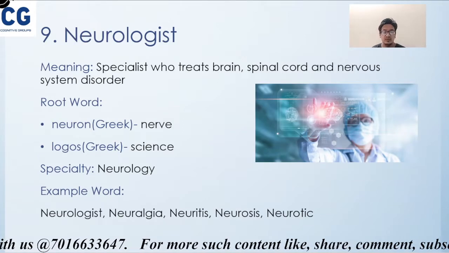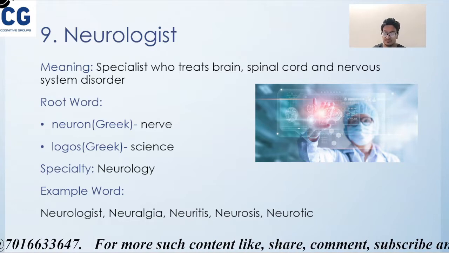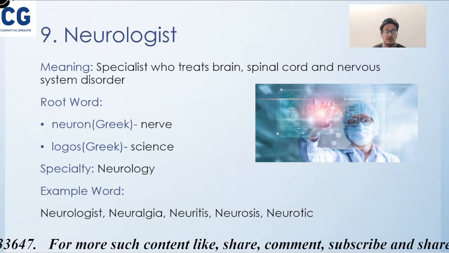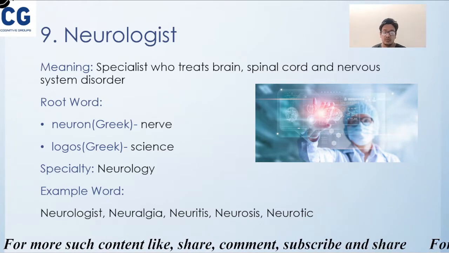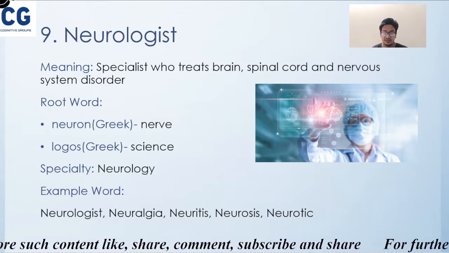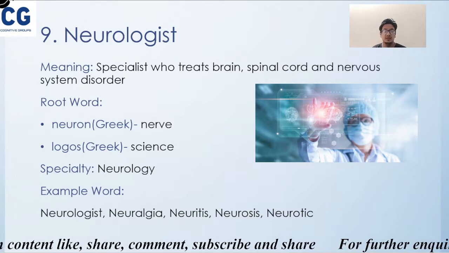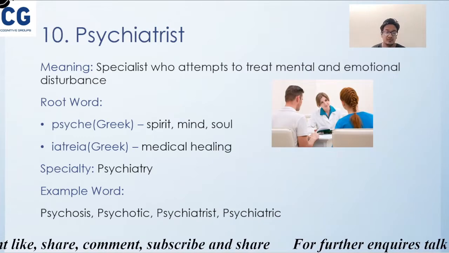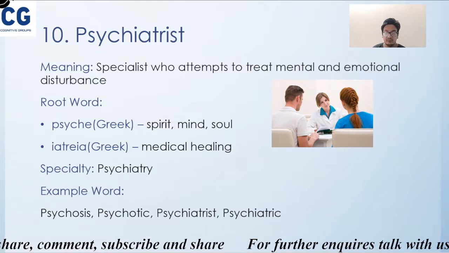The ninth word is neurologist, a specialist who treats brain, spinal cord, and nervous system disorders. The word is formed from two root words. One is the Greek word neuron, meaning nerve, and the other is another Greek word logos, meaning science. The specialty is neurology. Some other words that you can form from the root words are neuralgia, neuritis, neurosis, and neurotic.